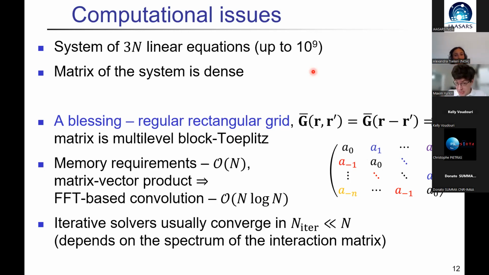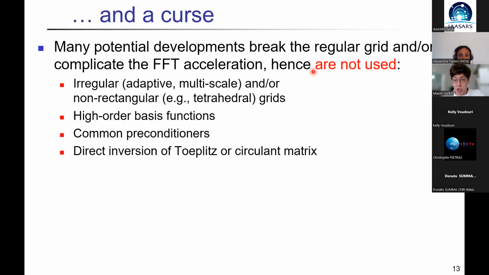But that's a blessing, and it comes with some curse. The curse is that it becomes a very efficient hammer which you can't improve in many senses. If you think of some ways to improve it, as shown here, like adaptive grids or whatever, which are used a lot in other methods, then here it will first break this FFT acceleration.